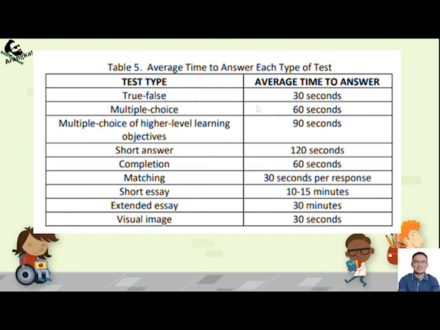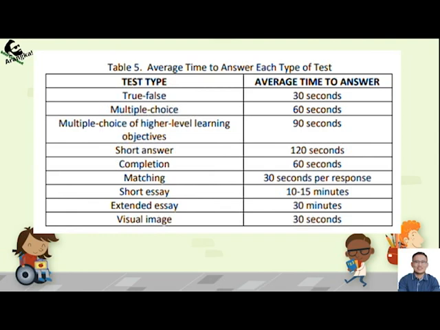True or false, we have 30 seconds only. Multiple choice, 60 seconds per item. This is what we are doing. If you have a 60-item test, you are going to answer that in 1 hour because 60 seconds is equivalent to 1 minute and 60 minutes is equivalent to 1 hour. So you will be spending 60 minutes on 60 items.